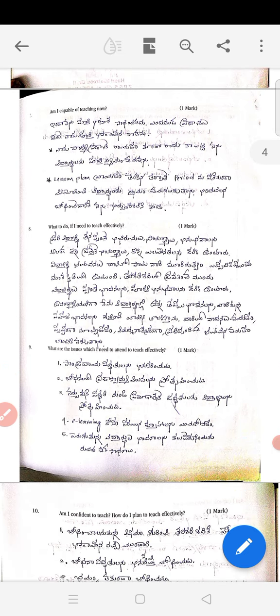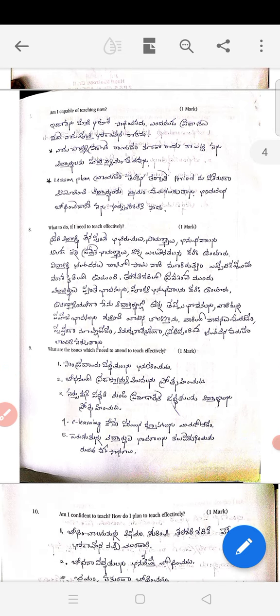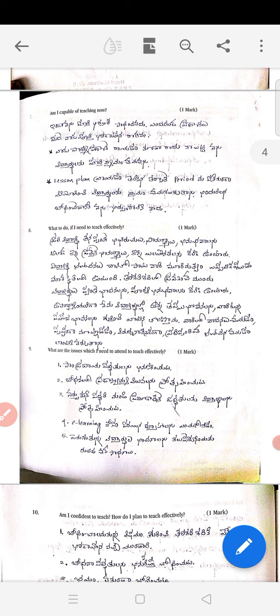Next, what to do if I need to teach effectively? As a teacher, what will you do, and by doing what things in the classroom can you teach effectively? Writing a period plan, preparation of teaching learning material, understanding of the concept in an elaborative manner, presentation of the subject matter in an effective manner, asking questions in an effective manner. By doing all these things you are able to teach any concept in the classroom effectively.